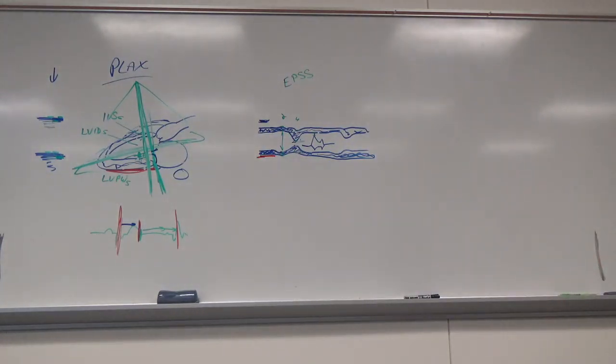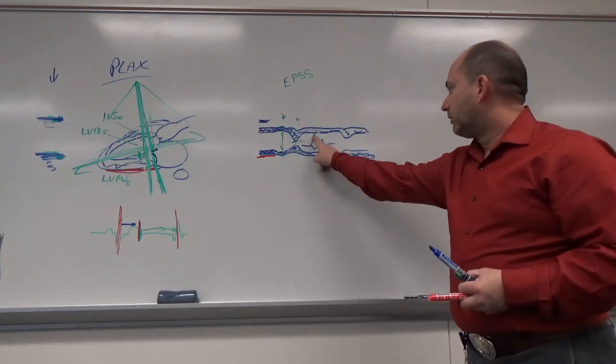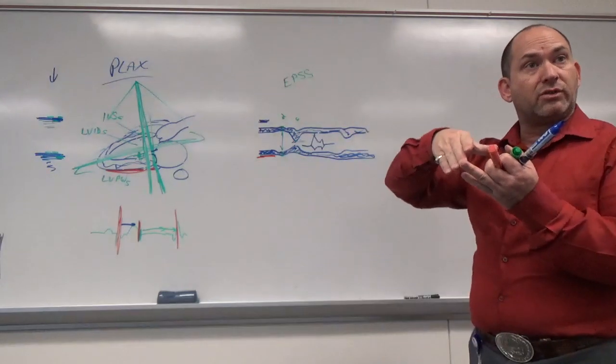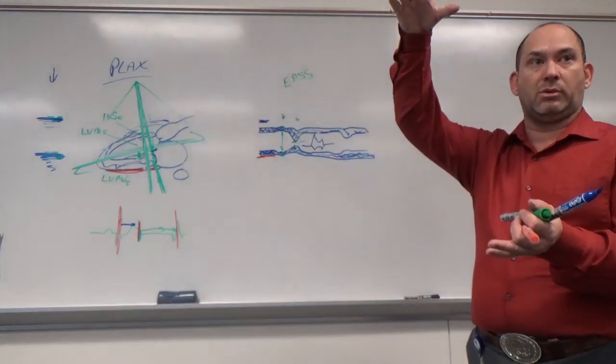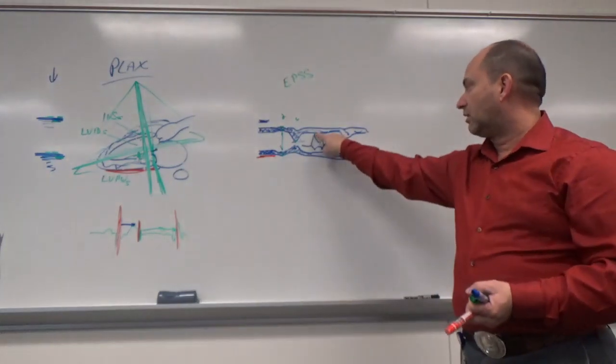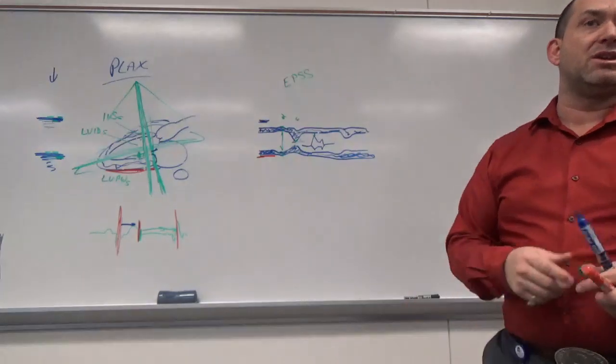Can you show where that is? 7 or less. So it's at the very tip of the E wave. I'm looking at the anterior mitral valve leaflet, how close is it coming to the septum? And then I'm measuring the distance from the septum, that's all it is, EPSS.